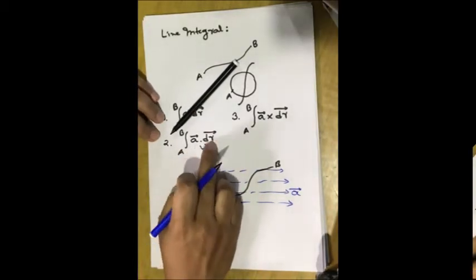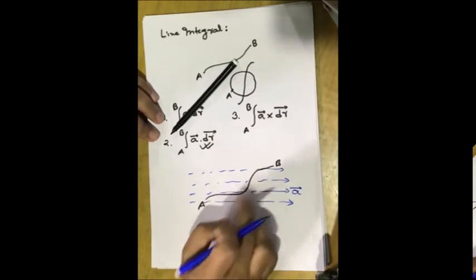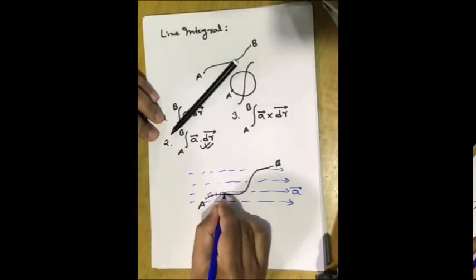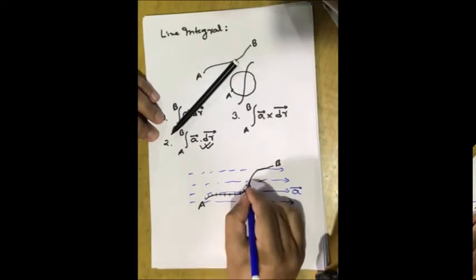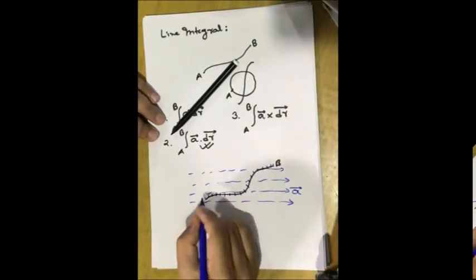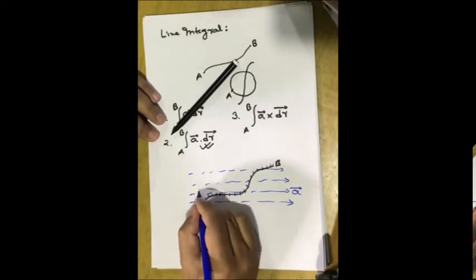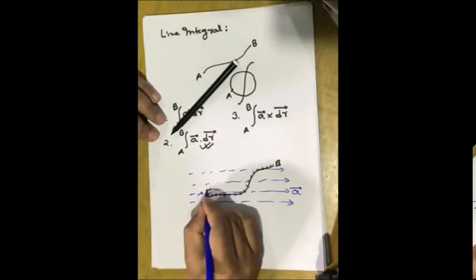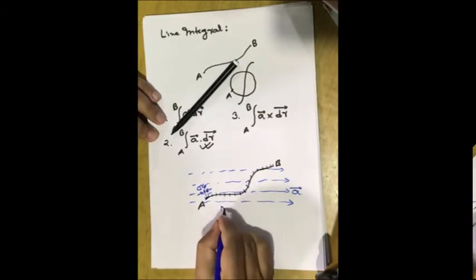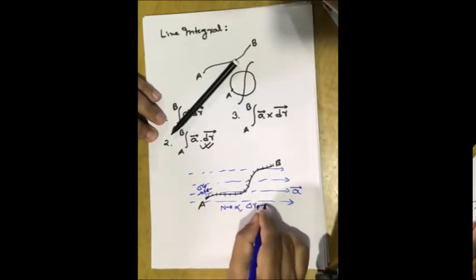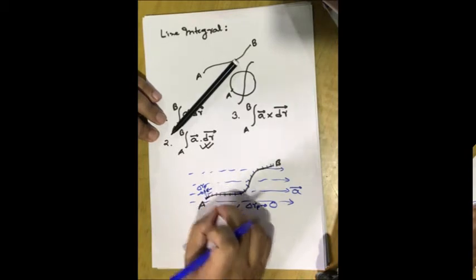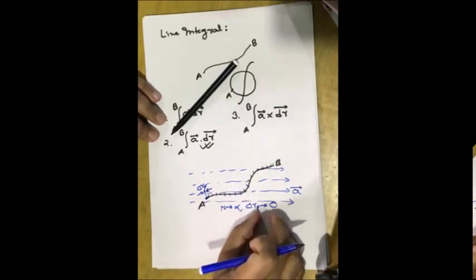Now the meaning of A dot dr is that we have to divide the interval from A to B into, say, n number of small segments. Let's say the thickness of each such segment is delta r_p. If n tends to infinity, then delta r_p tends to 0. This is obvious, because if the number of segments increases, their thickness will decrease.